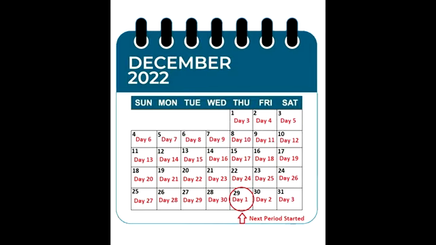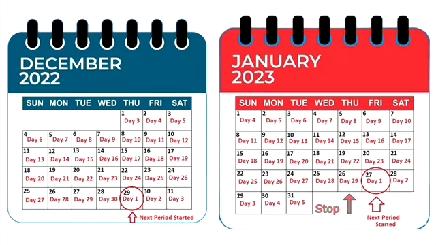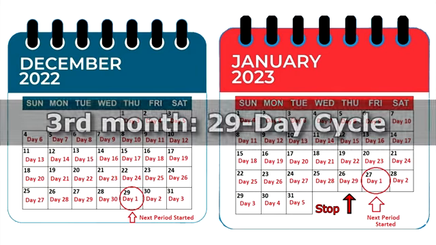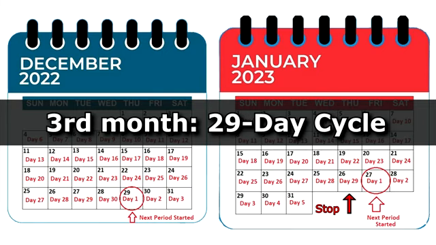Then for the third month, the period started December 29th, which is cycle day 1, and we're going to keep counting until January 26th, because this is the day before that next period started. So that gives us a cycle length of 29 days.